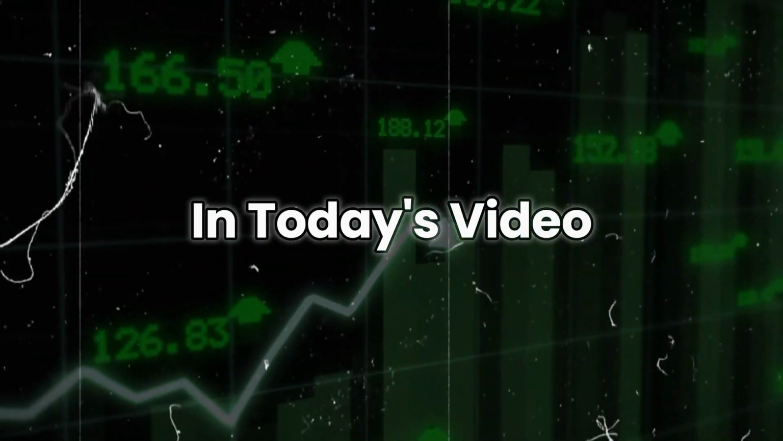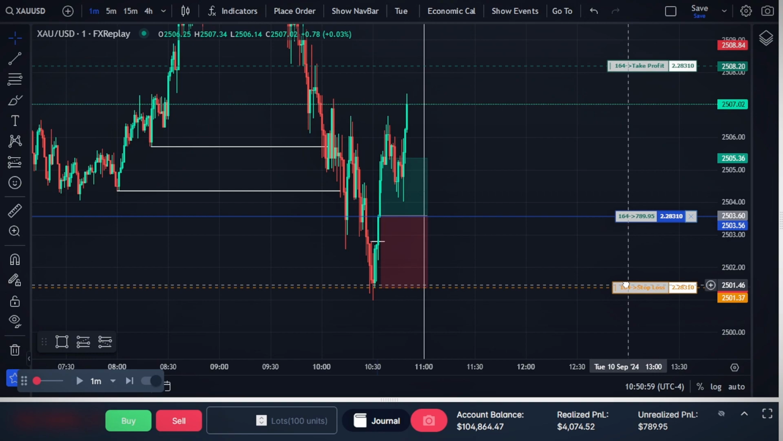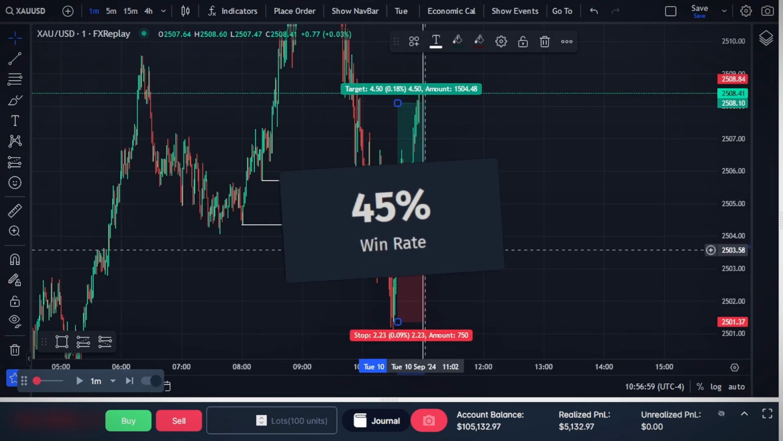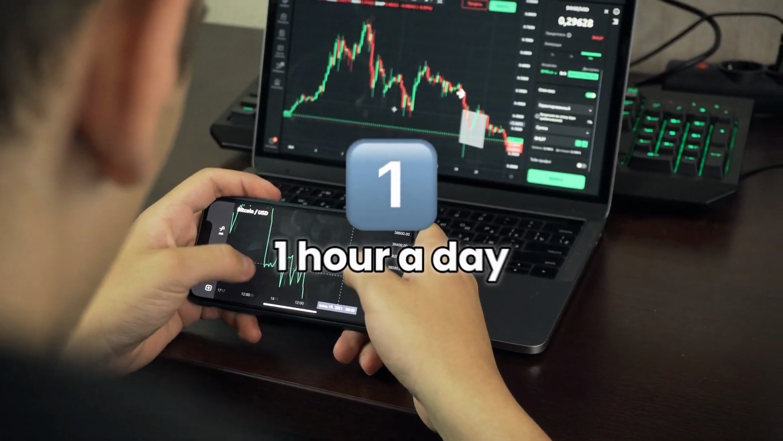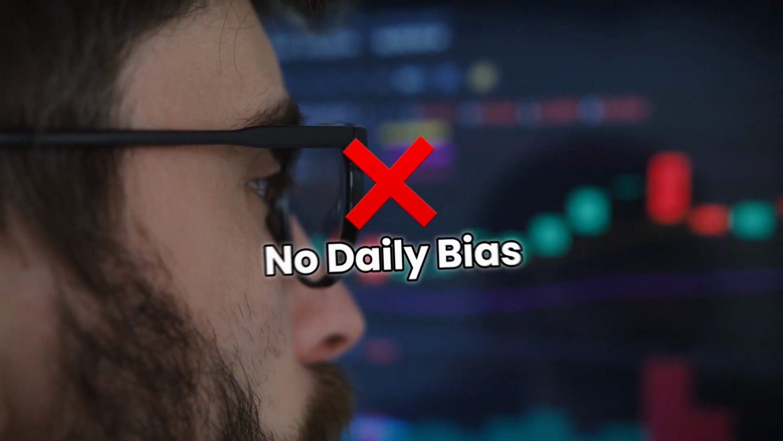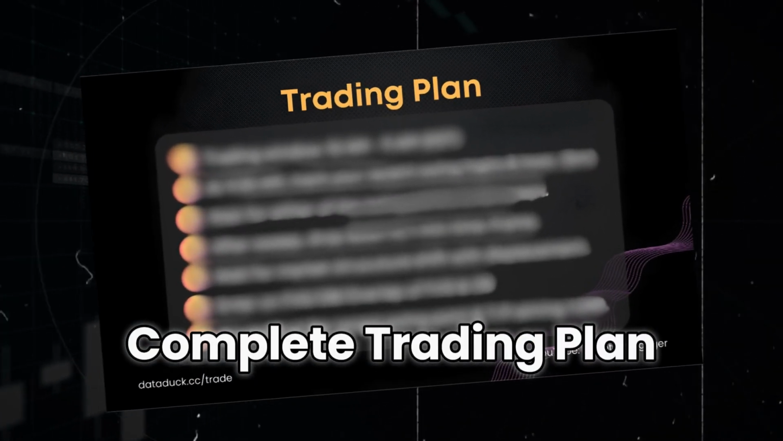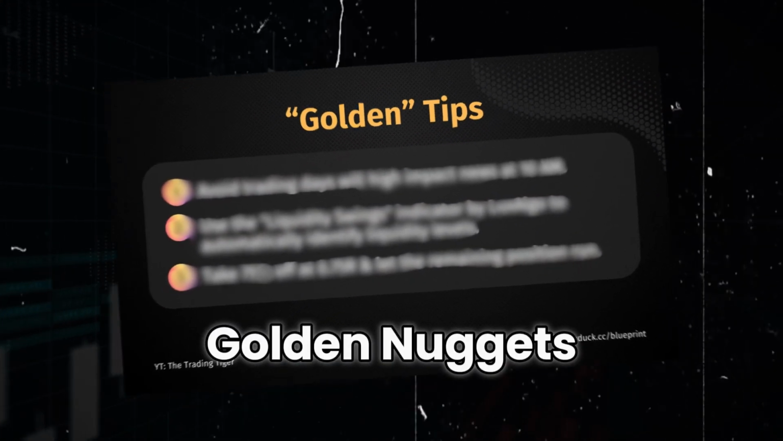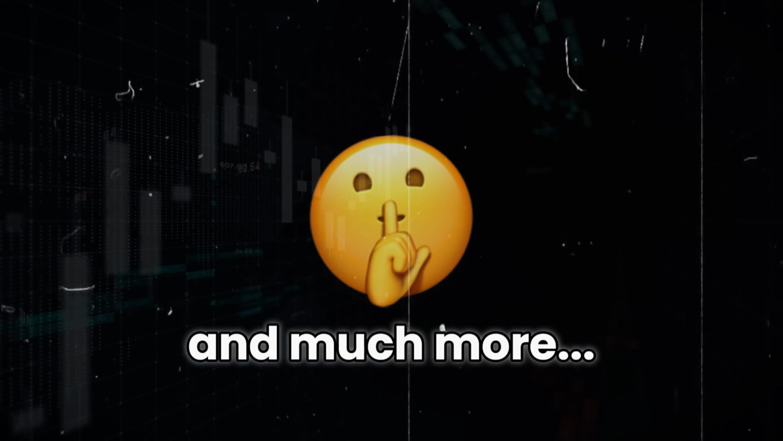In today's video, I'll be sharing an improved version of the ICT Silver Bullet, which I call the Diamond Bullet, designed specifically for trading gold with an exceptionally high win rate. The best part? You'll only need to trade for 1 hour each day at a specific time, without requiring any daily bias. We'll go through the rules for trading the Diamond Bullet for gold, live market examples, golden nuggets, tips to improve your chances of winning, and much more.